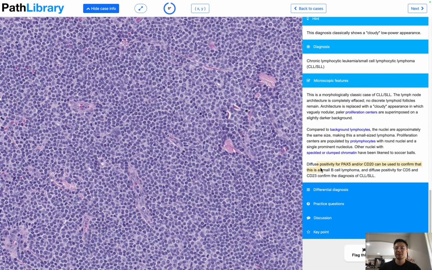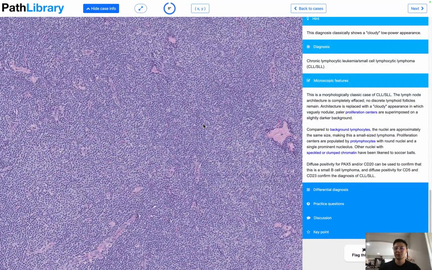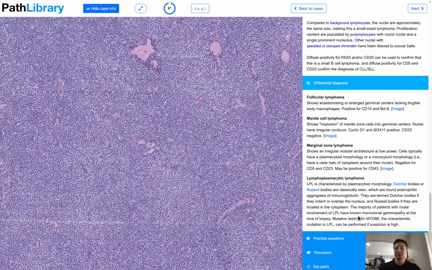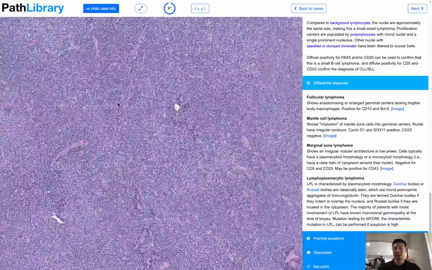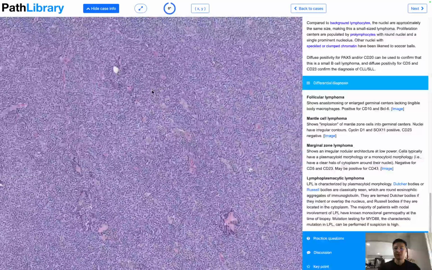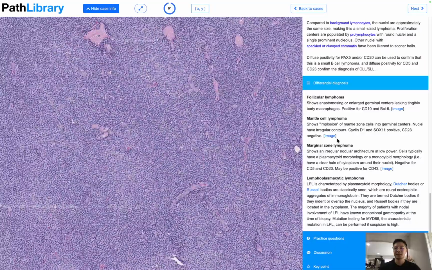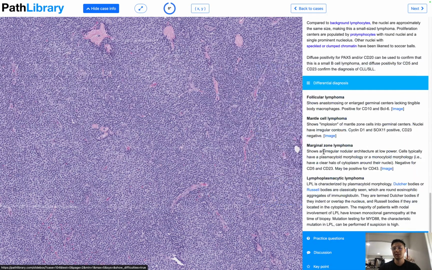Diffuse positivity for PAX5 and/or CD20 can be used to confirm that this is a small B-cell lymphoma, and diffuse positivity for CD5 and CD23 confirms the diagnosis of CLL/SLL. Your differential diagnosis: follicular lymphoma shows anastomosing or enlarged germinal centers lacking tingible body macrophages. It's positive for CD10 and BCL6. Mantle cell lymphoma shows implosion of mantle zone cells into germinal centers. Nuclei have irregular contour, cyclin D1 and SOX11 positive, CD23 negative. Please pardon me, earlier I said CLL/SLL should have CD21 positive. I meant CD23 positive, and that will be negative, as we see here in mantle cell lymphoma.